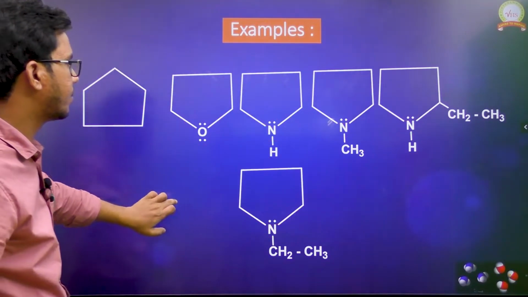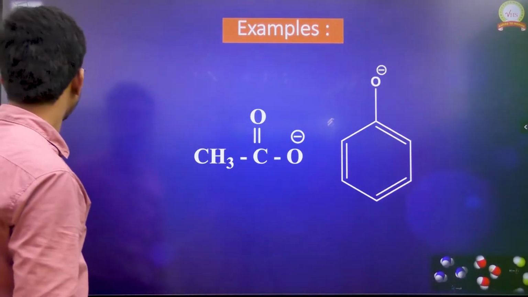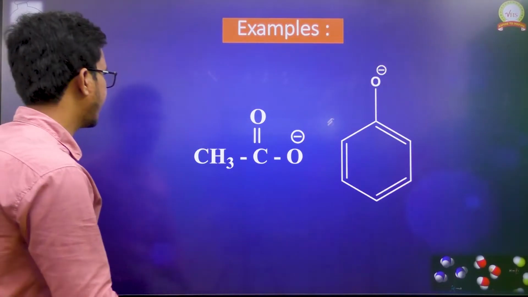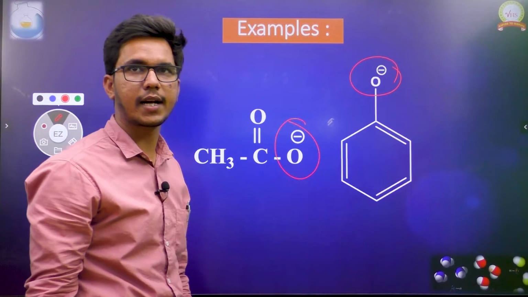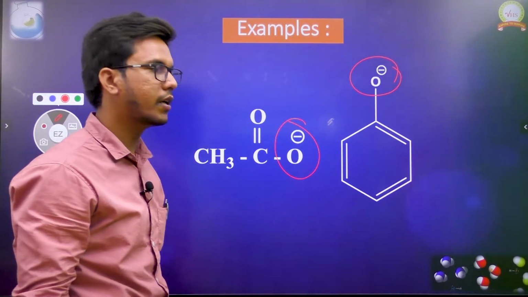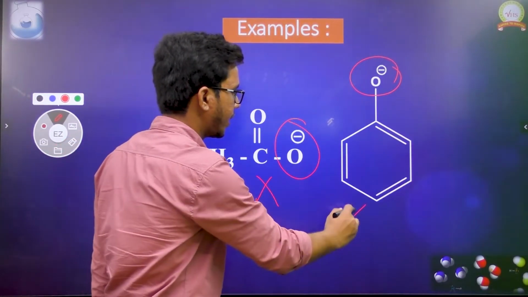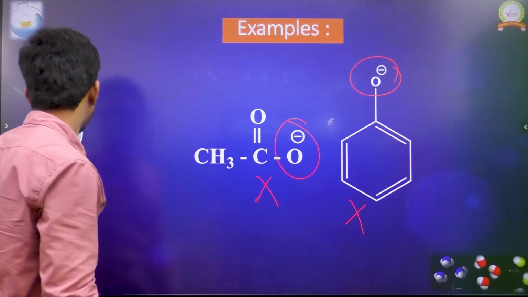Let us see the next example. Here we have acceptor units with the lone pairs and the negative charge, but there are no hydrogens directly connected to the oxygen. That's why we can't expect hydrogen bonding in these two molecules, ions.